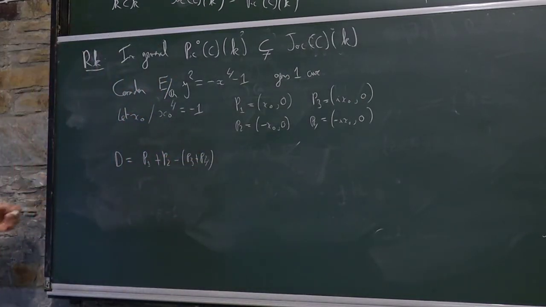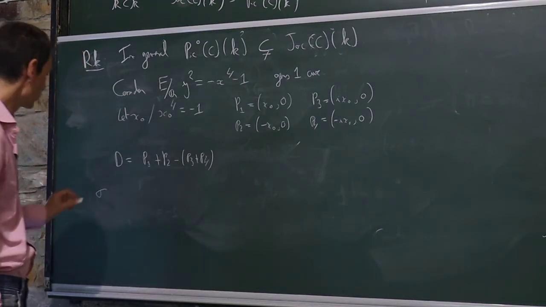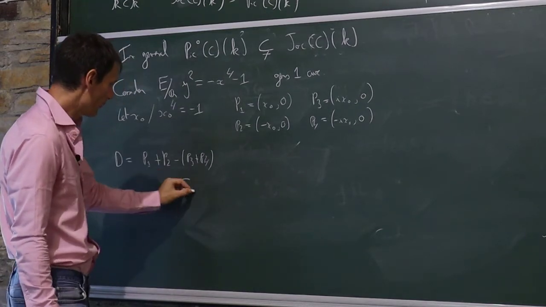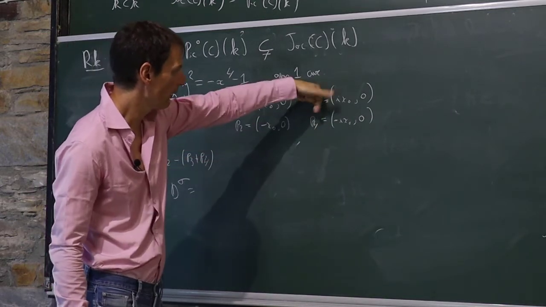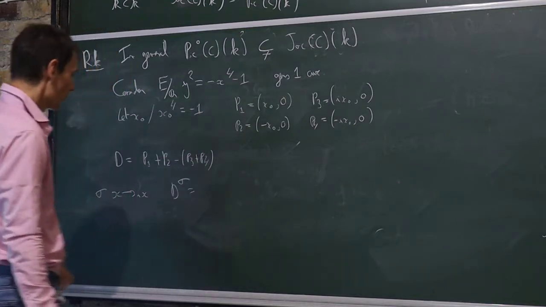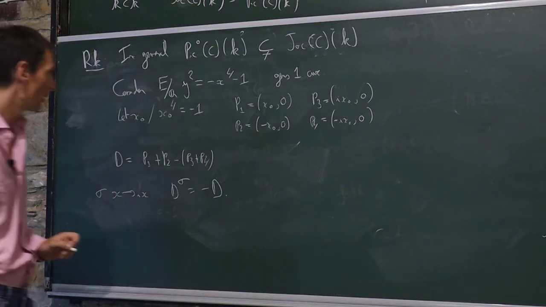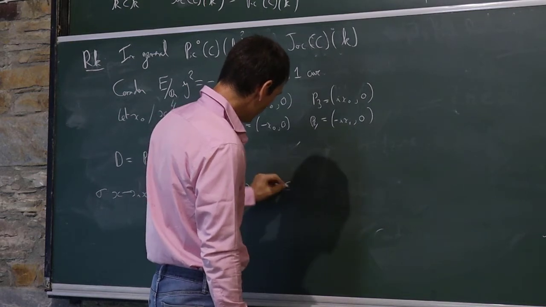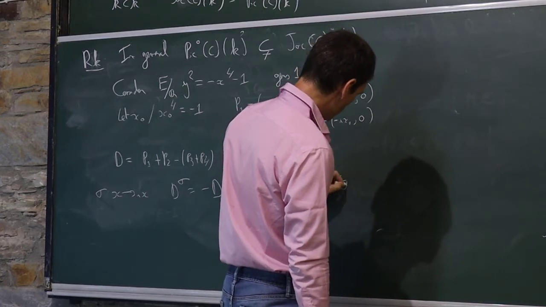So it's a degree 0 divisor. And one can easily see that if I take sigma, the element of Gal(Q-bar over Q), which sends x to ix, what is this sigma? So this becomes ix0, so it becomes P3, this becomes P4, and P3 and P4 become P2 and P1. So this is actually minus D. So it is not stable. So this implies that D doesn't belong to Pic 0 of E over Q.